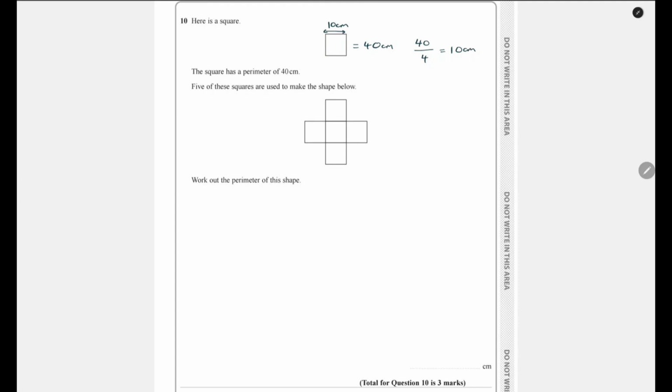We then need to work out how many sides we have of our shape here. So that's 1, 2, 3, 4, 5, 6, 7, 8, 9, 10, 11, and 12. And so to work out the perimeter of the shape, it's 12 sides multiplied by 10 centimeters, which is 120 centimeters.